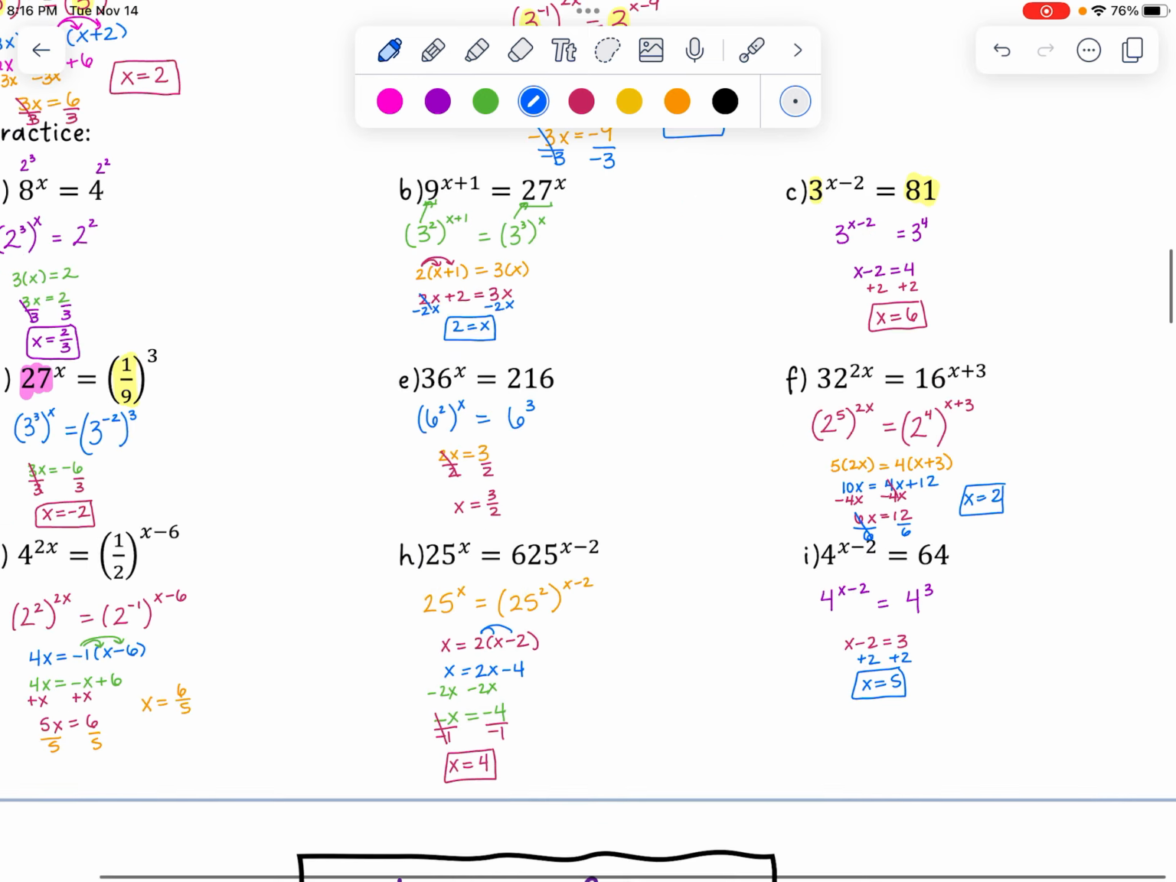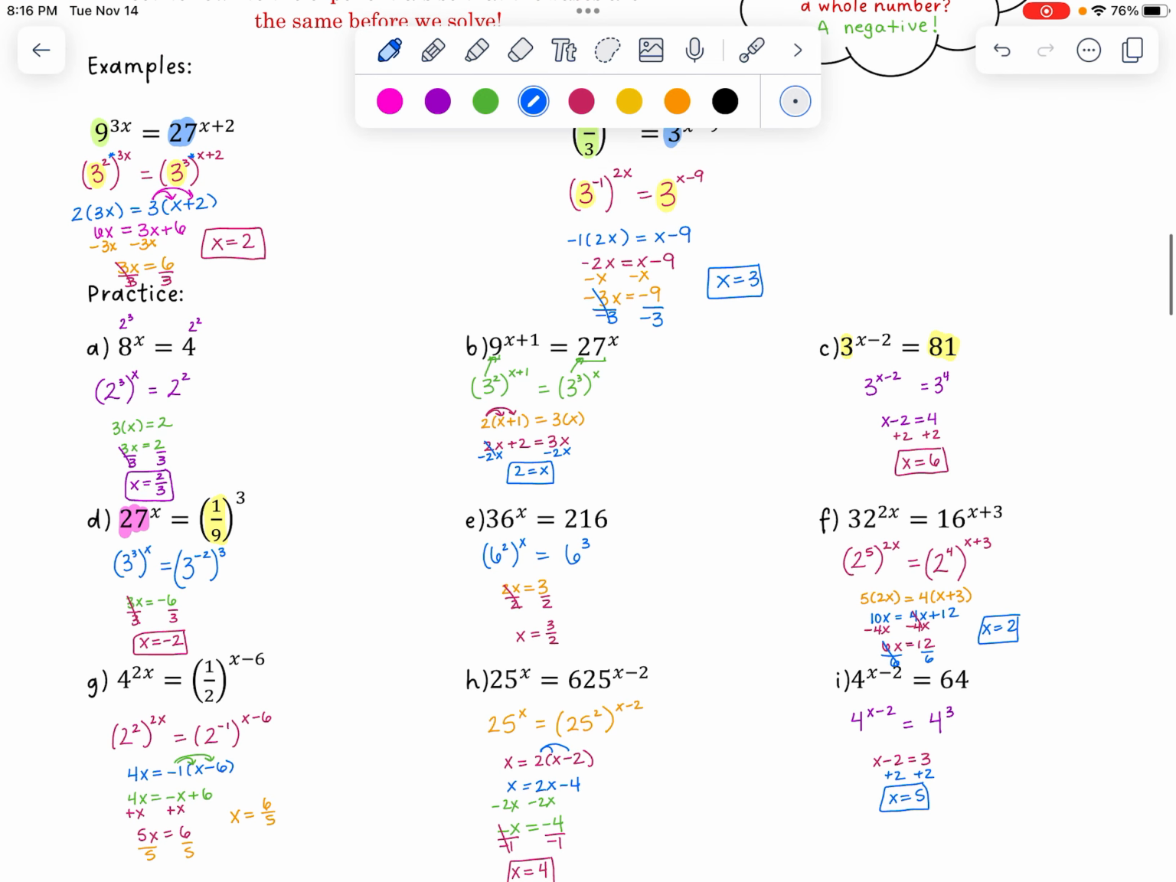Again, if you're having trouble with these bases, use your calculator. Try to get comfortable with all of the common bases: 1 squared, 2 squared, 3 squared, 4 squared, 2 cubed, 3 cubed, 4 cubed, 5 cubed, and that will help you a lot as well.